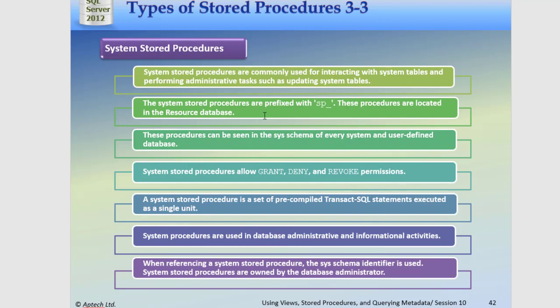Now, system stored procedures are commonly used for interacting with system tables and performing administrative tasks such as updating system tables. And the system stored procedures are prefixed with SP underscore, and these procedures are located in the resource database. Like you remember the SP refresh view, SP help text. These procedures can be seen in the sys schema of every system and user-defined database.